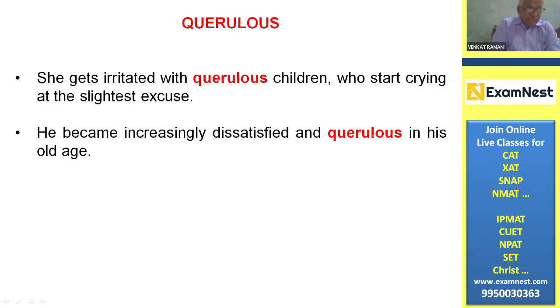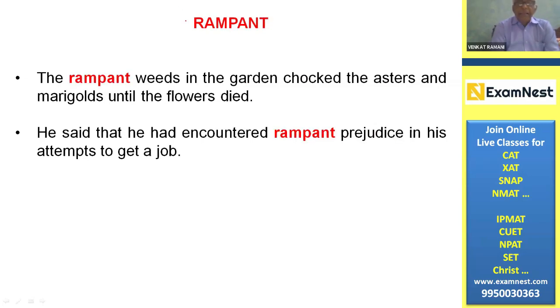The next word is rampant. Rampant. The rampant weeds in the garden choked the asters and marigolds until the flowers died. He said that he had encountered rampant prejudice in his attempts to get a job. You see, something is rampant, it gets worse and it spreads fast. It is uncontrolled. Your prejudices may be rampant, a disease may be rampant.